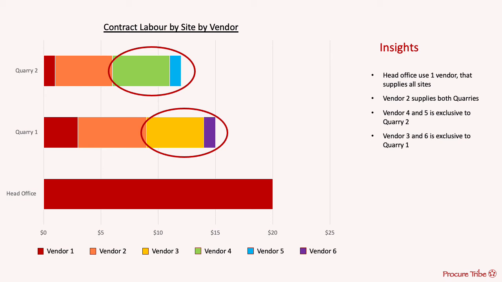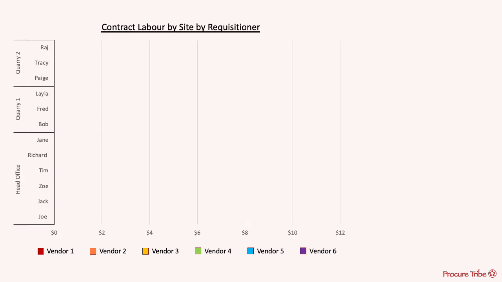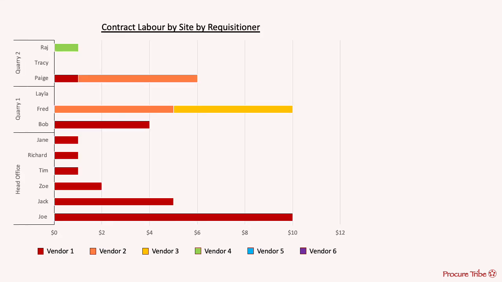Now, let's see who's buying the contract labor at each site. Who are our requisitioners? This is a very helpful view because it informs us as to who should be a part of the sourcing event, who should contribute to the overarching sourcing strategy, who should be a part of the tender evaluation team, and who should be the operational representatives that help us to deliver the strategy across all operations.